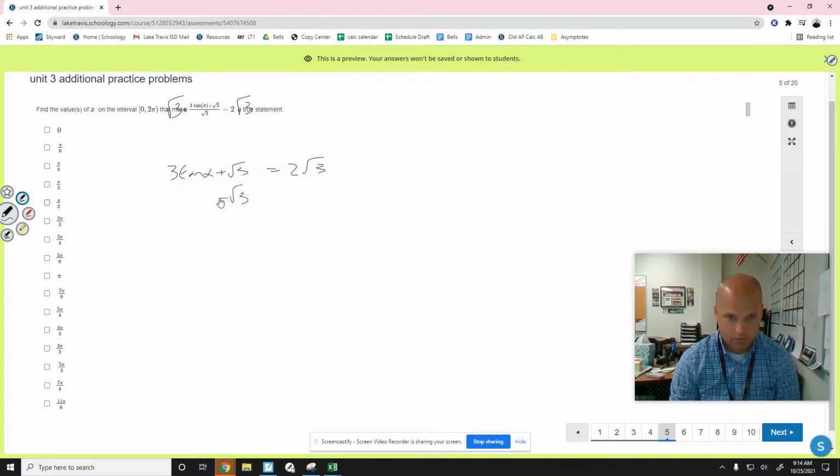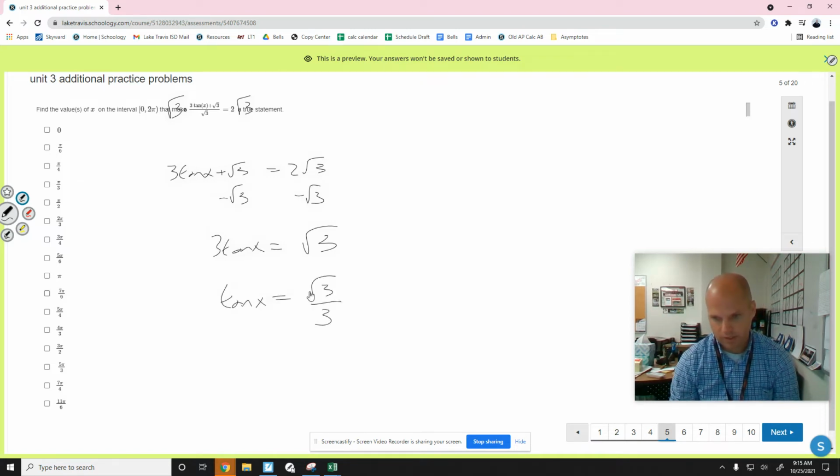When I subtract root 3, it's important to do this. Think of this as 2x's minus an x. What do you get? 1x. So if I have 2 root 3's and I subtract 1 root 3, I just have 1 root 3 left. I don't need to write the 1. And then I can divide by 3. Tan x equals root 3 over 3.